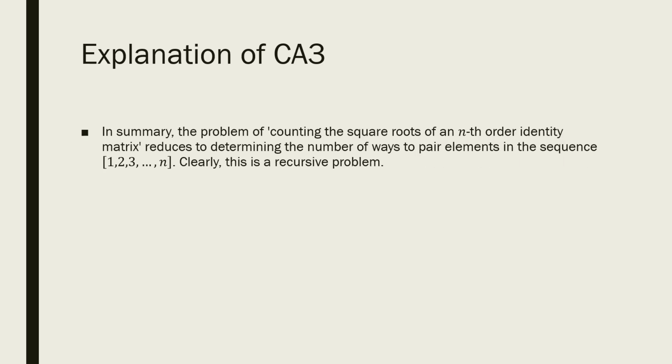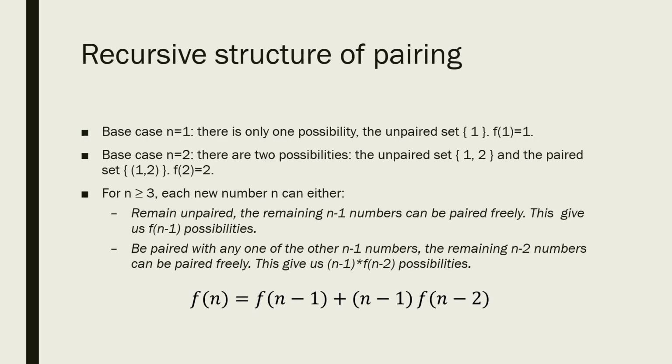In summary, the problem of counting the square roots of an nth order identity matrix reduces to determining the number of ways to pair elements in the sequence from 1 to n, and obviously this is a recursive problem. When n equals 1, there is only one possibility, the unpaired set 1. When n equals 2, there are two possibilities, the unpaired set 1, 2, and the paired set 1, 2.